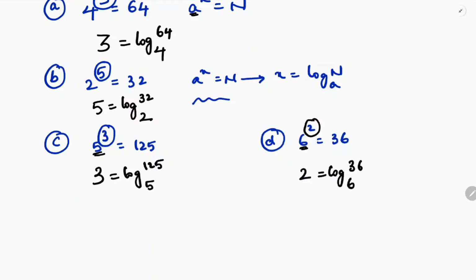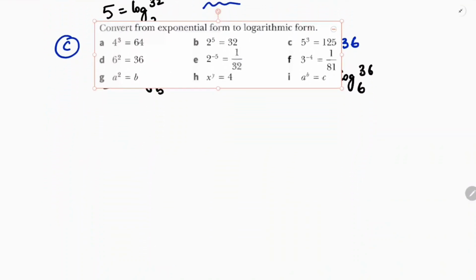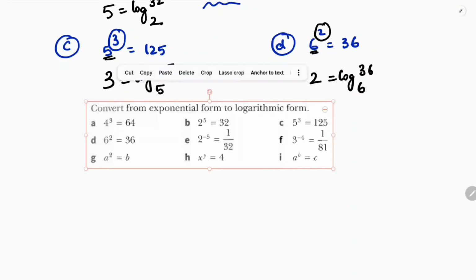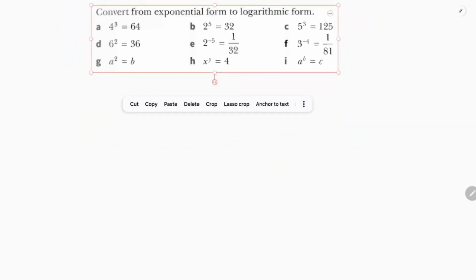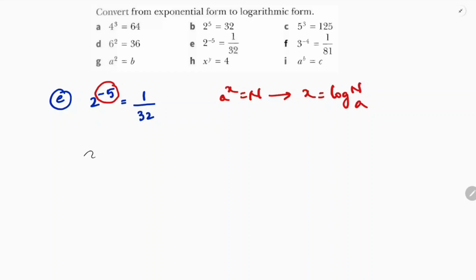So in this way, the question number 6 and 7. Like the next question, E is here. Two power minus 5 equals 1 by 32. So once again, if a power x equals n, then x equals log n to the base a. So in place of x here we have minus 5. So minus 5 equals log n. This total we need to consider as n. So 1 by 32 to the base 2.